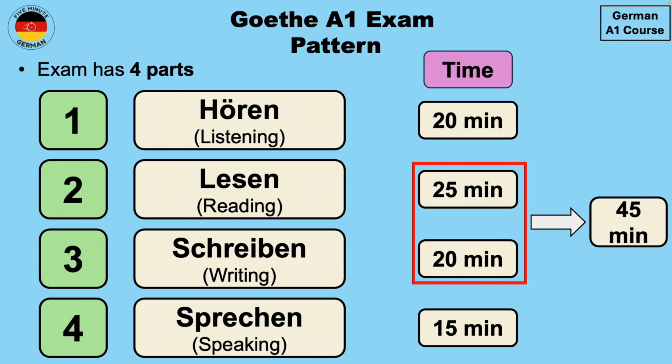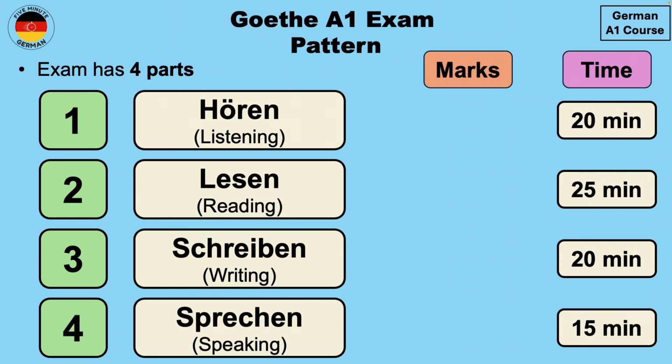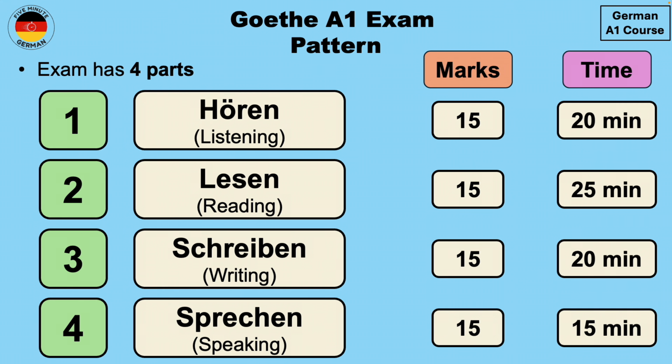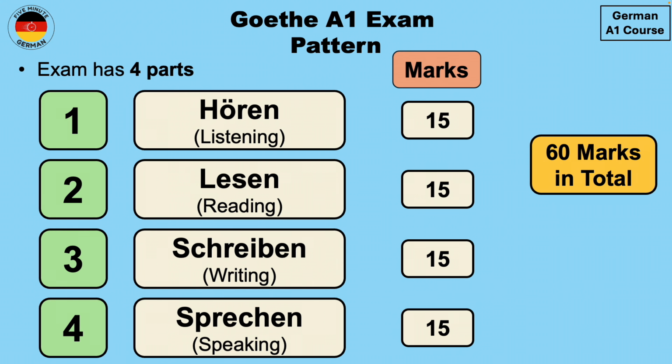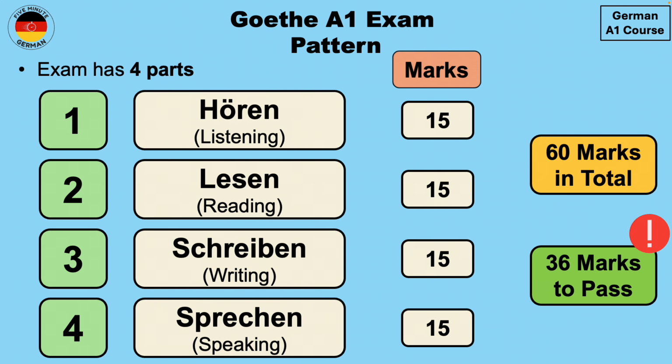Now, how many marks does each of these sections have? Each section has 15 marks. So you have 15 marks for Hören, 15 for Lesen, 15 for Schreiben, and 15 for Sprechen. All 4 parts have equal weightage, and we have 60 marks in total. To pass, you need 36 marks, or 60%. You can get more marks in one section and maybe fewer marks in another section, but if the total is 36 or more, then you will pass the exam.